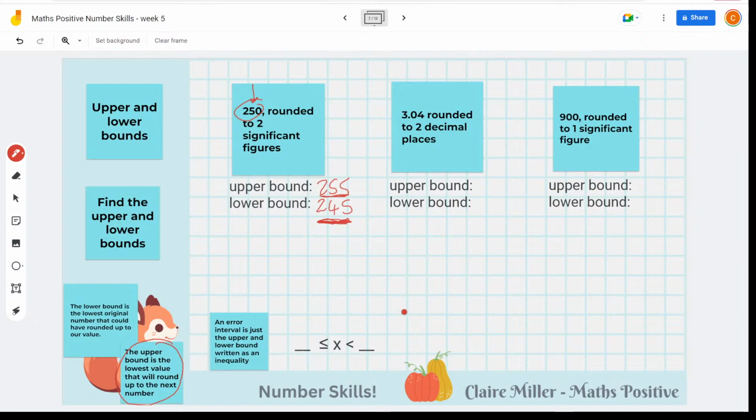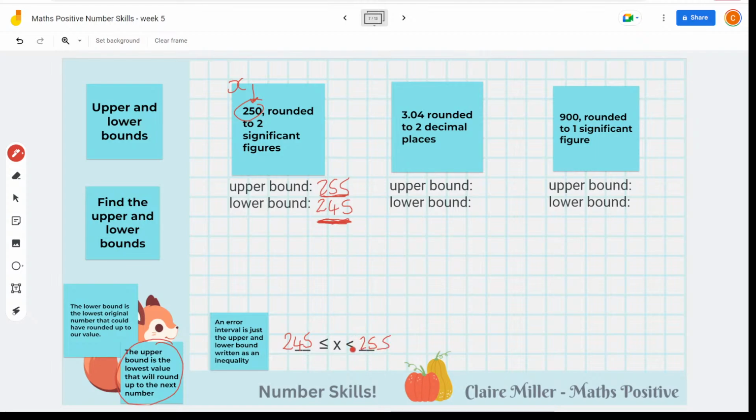Once we put them here in this inequality, it will start to make a bit more sense. Because if I put the lower bound here, 245, and the upper bound here, let's read what it says. It says that 245 is less than or equal to x. So let's call my number x. So x could be equal to or greater than 245. And 255 is greater than x.